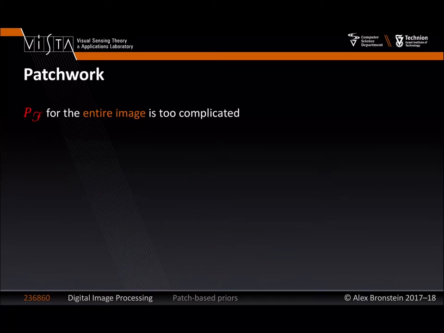Okay, so today I will propose to you a way of building priors on images. So again, we are looking for this distribution p(f), or the log distribution, and arguably it is very difficult to build a probability density that generates images. An image is a very complicated object. So let's not do it for the entire image. Let's do it for a small patch.